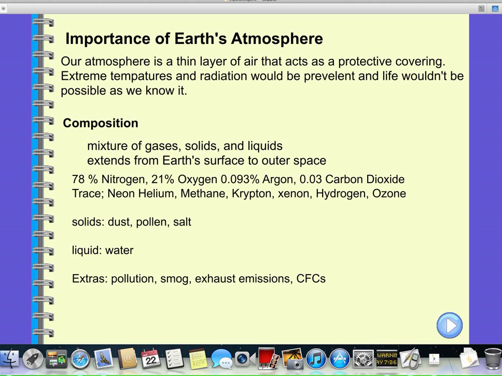Essentially, it's a mixture of gases, solids, and liquids. It extends from the Earth's surface into outer space. About 78% of it is nitrogen, and about 21% is oxygen. And then we have some argon, carbon dioxide, and some trace other elements. We also said there were solids in there, and that includes dust, pollen, and salt. And the liquid is obviously water. And then we have some extras that we as humans put into the atmosphere, and that includes pollution, smog, exhaust emissions from our cars, and something called CFCs, chlorofluorocarbons.